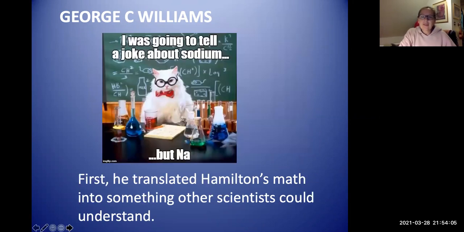The first thing that he did was he translated Hamilton's math, the math that I explained to you for step 9, into something that everybody could understand. Because Hamilton's math, man, nobody could read that. It was hard. But Williams could read it, and he did, and he turned it from math into English in his book.